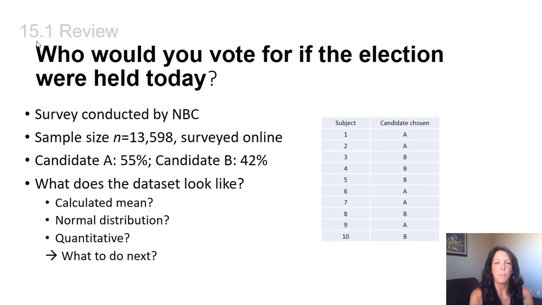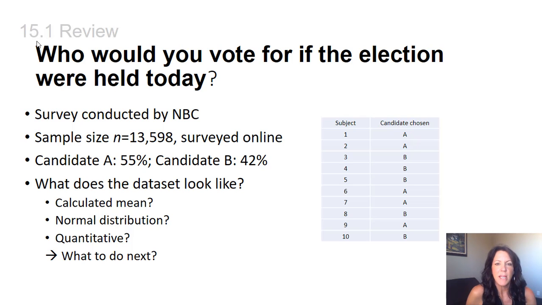So here's an example of a set of data that would be ripe for a non-parametric test. Who would you vote for if the election were held today? This was actually a survey conducted by NBC some years ago. The sample size was 13,598 people, a lot of people. They were surveyed online. Candidate A had 55% of the votes, and candidate B had 42% of the votes.